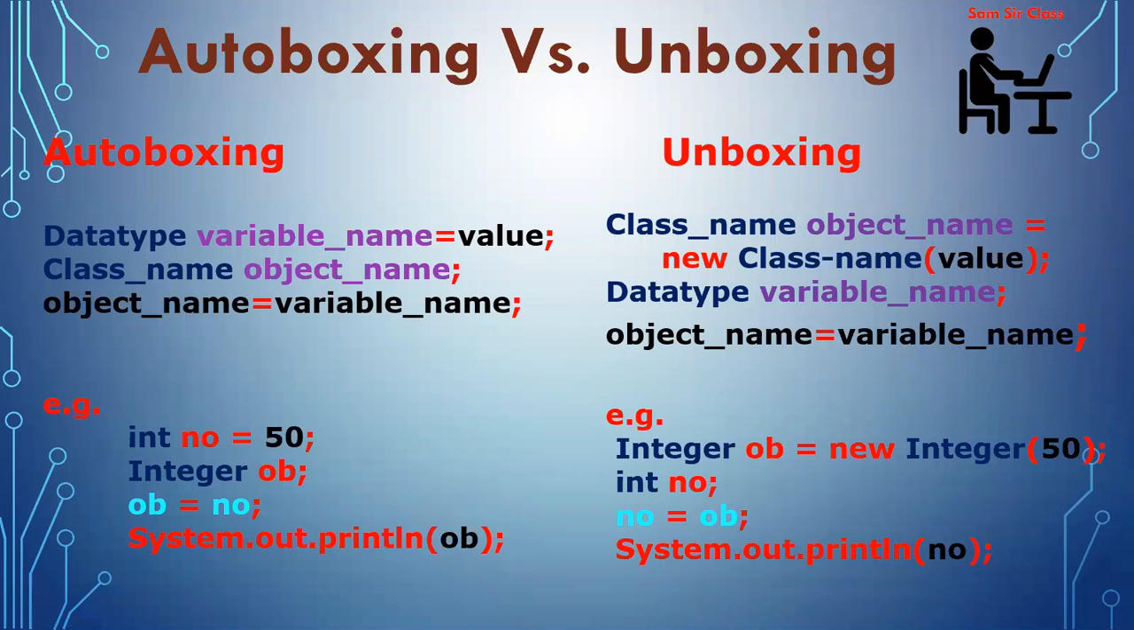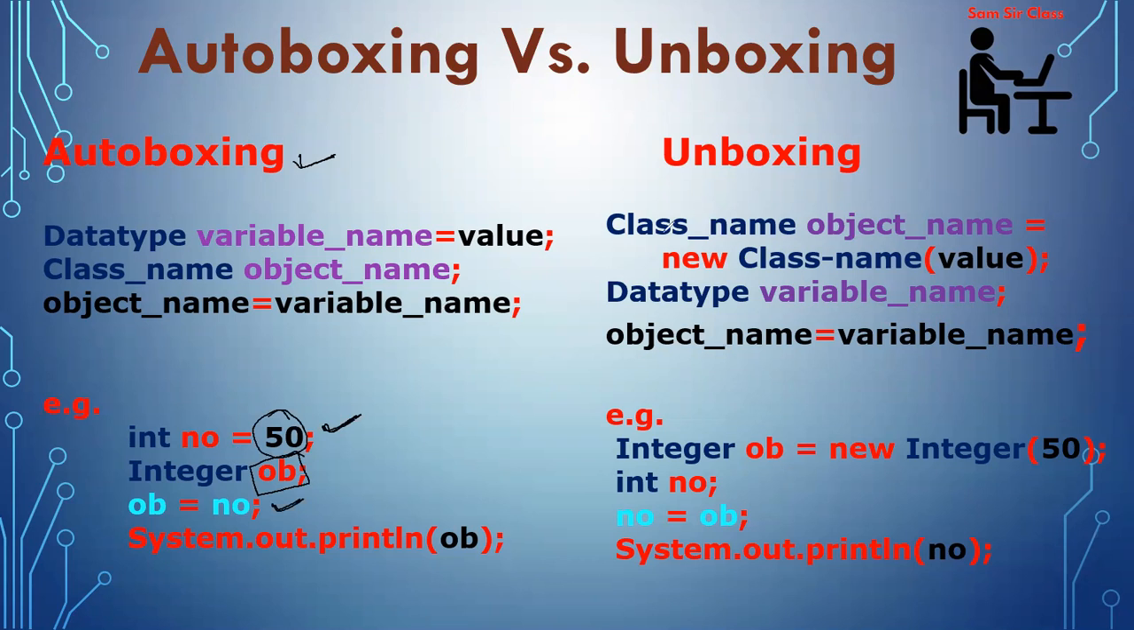Now, coming to the concept we are discussing, what are autoboxing and unboxing? Let's analyze this example, then we'll go for the program. First of all, you are declaring an int variable. This integer value I can store in an Integer class object also. Whenever I write ob equal to number, the conversion is automatically done from the primitive data type to the corresponding object, and that is known as autoboxing. The automatic conversion of a primitive data type into its corresponding wrapper class object is known as autoboxing.